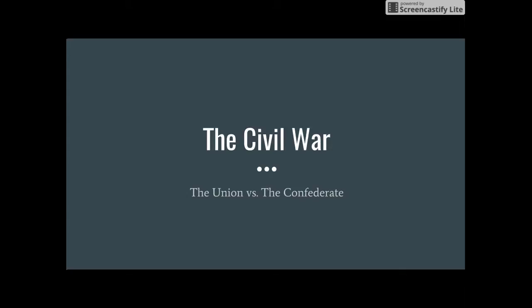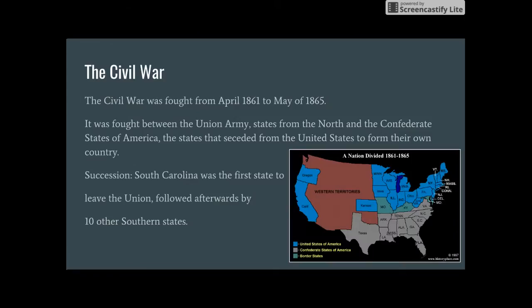All right, so we're going to be looking at the Civil War, the Union, the Northern states, versus the Confederate states from the Confederate States of America, located in the southern part of our country. The Civil War started in April of 1861 and ended in May of 1865, so 4.5 long years. It was fought between the Union Army, which came from states in the North, and the Confederate Army from the Confederate States of America, which are located in the South.